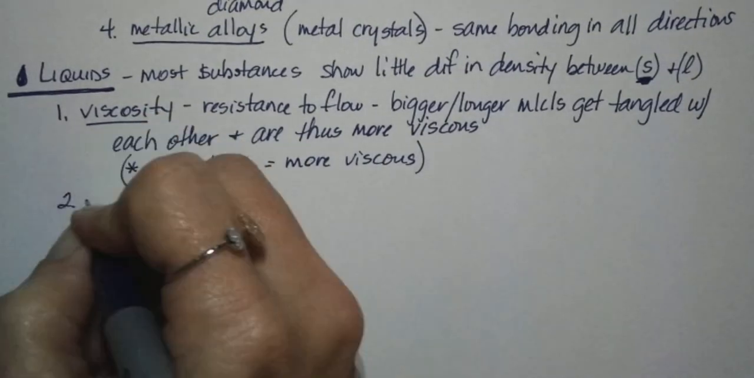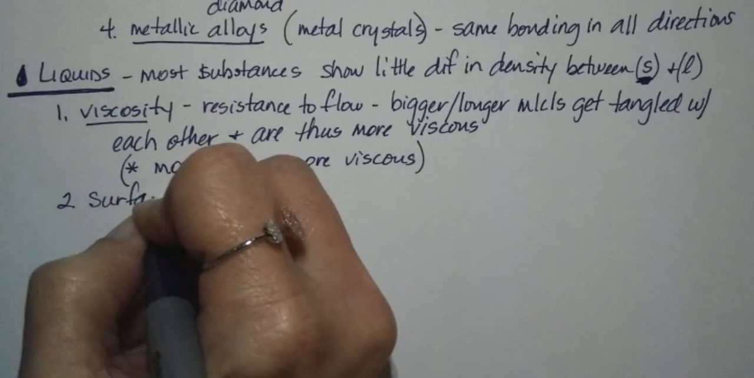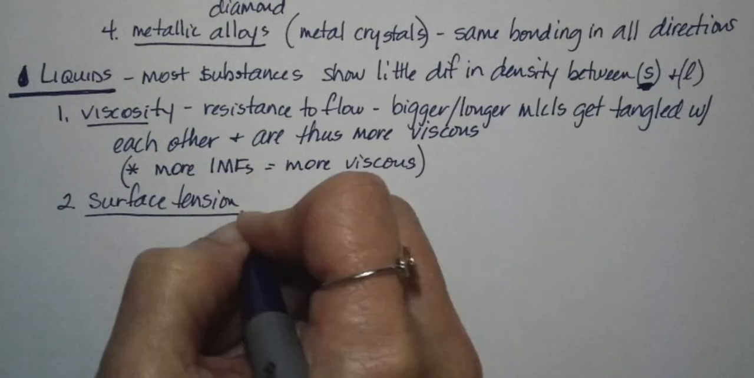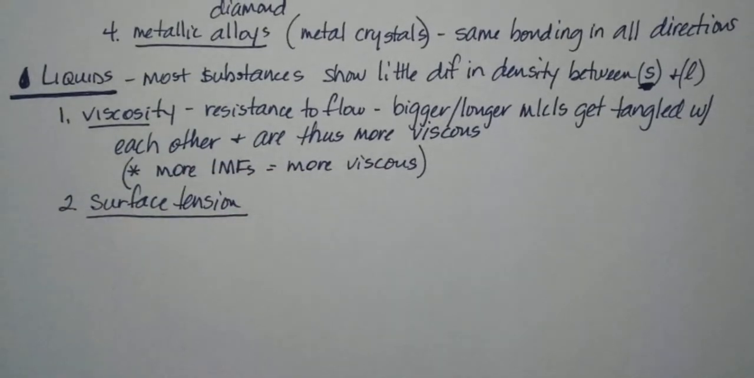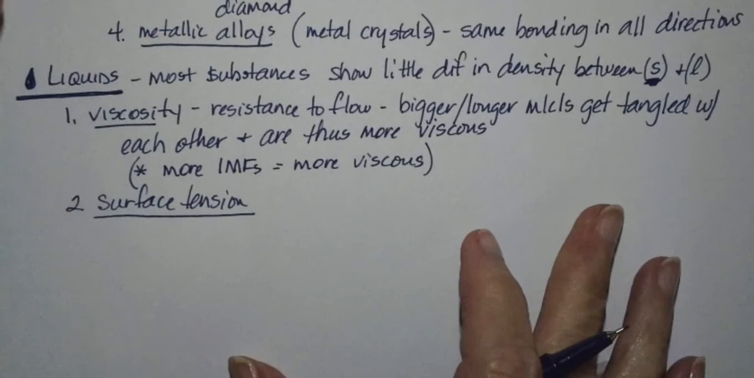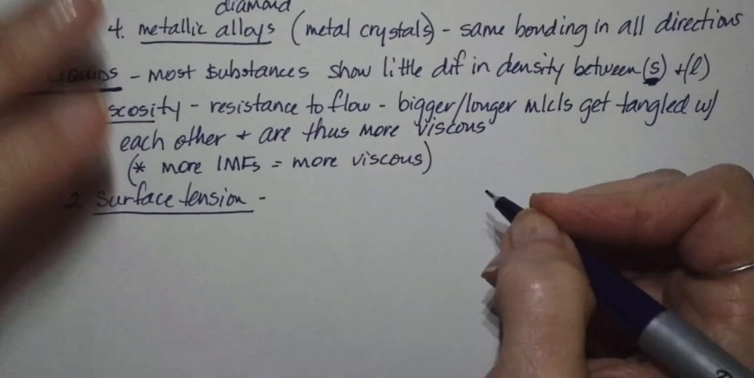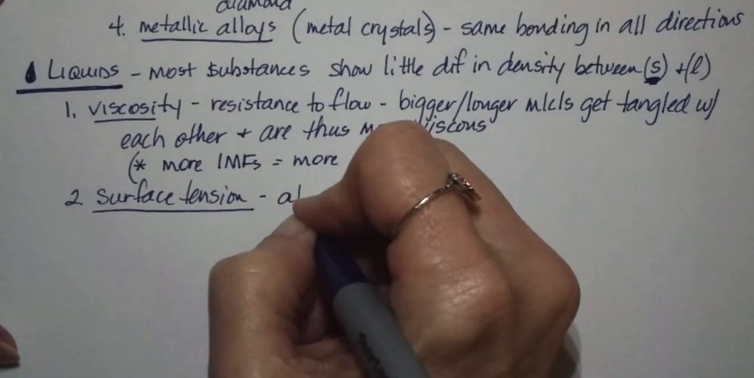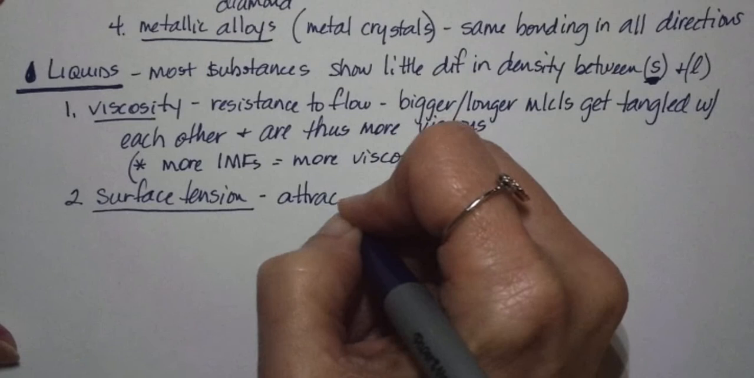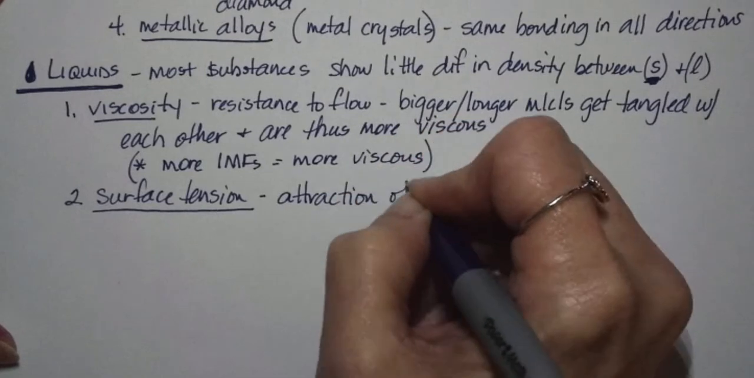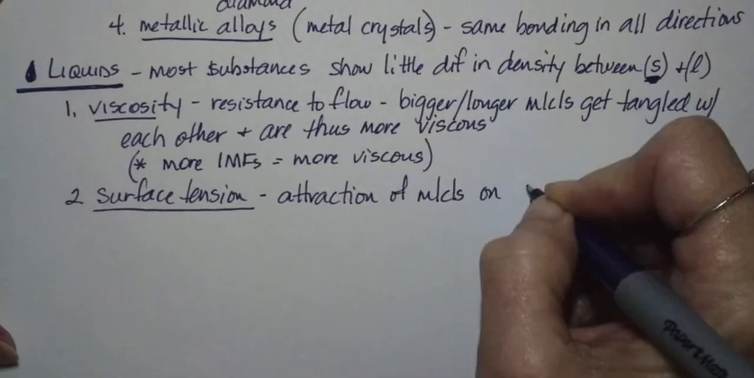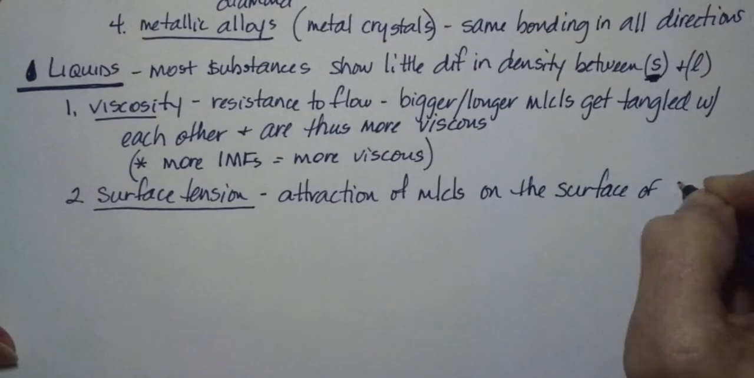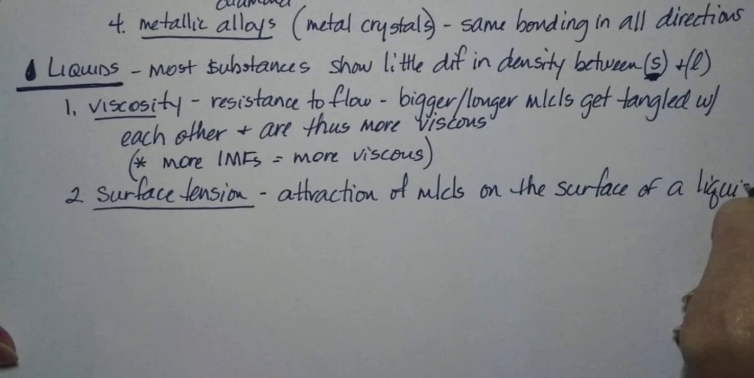Surface tension, this is the attraction of molecules to each other on the surface of a liquid. I'm going to put this on the surface of the liquid. Attraction of molecules to each other. And because they're attracted to each other, it almost forms like a skin on the surface of a liquid.